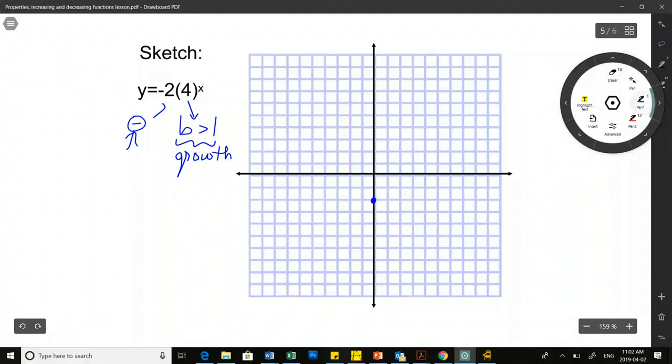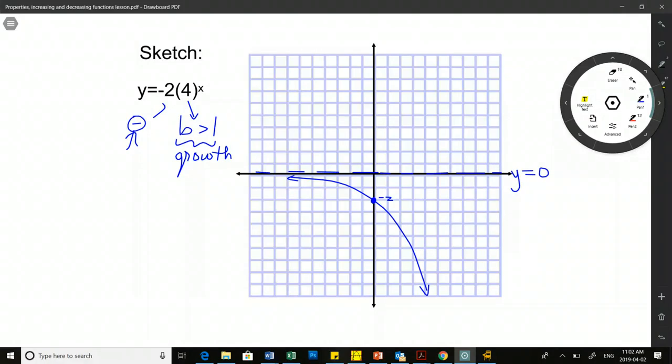I'm going to erase that. And we have this. So -2 and y equals 0. Is that okay? Yeah, I thought that was okay. It should be, because it's going down. If you're tracing it, it goes down. So when b is greater than 1, though, it's growth, but the a value flips it. So it's like growth that gets flipped vertically. So it becomes a decreasing function.